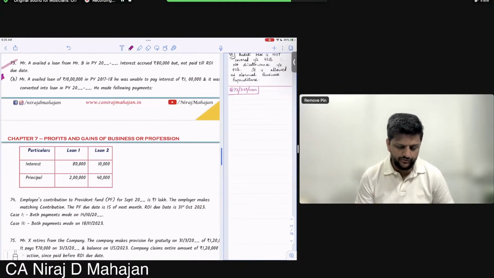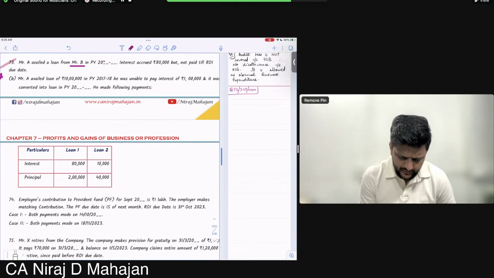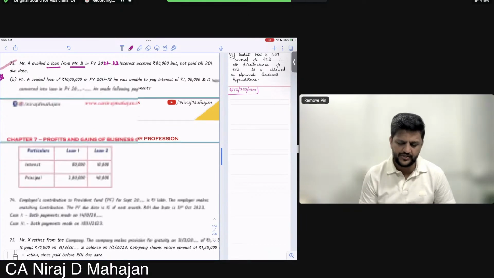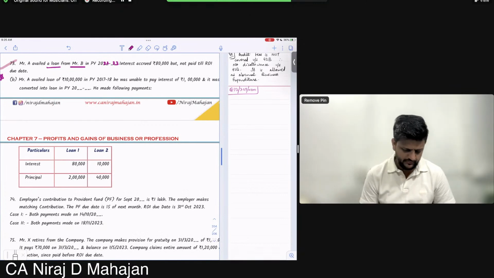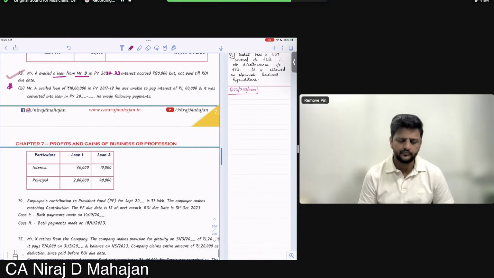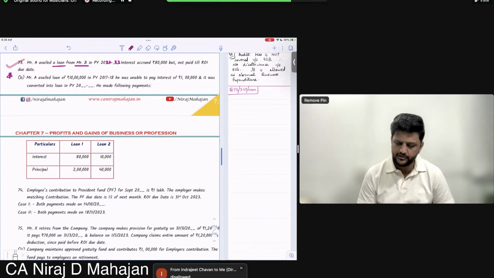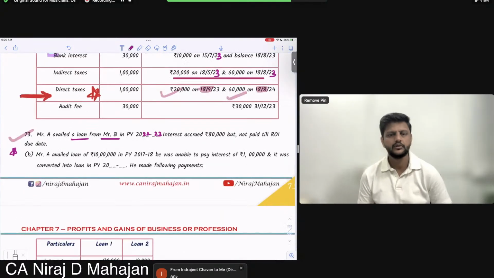Mr. A availed a loan from Mr. B in the current year 22-23. Interest accrued is rupees 80,000, but not paid till ROI due date. What will happen, children? How much allowed or disallowed? Tell me this. How much amount, Indrajit? 80,000.